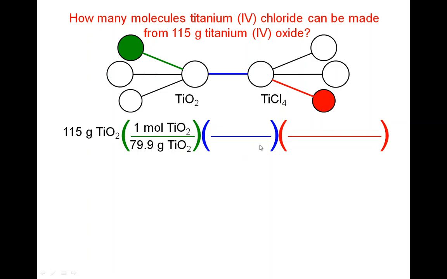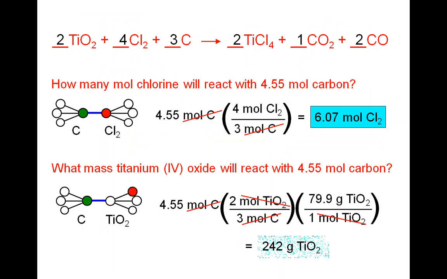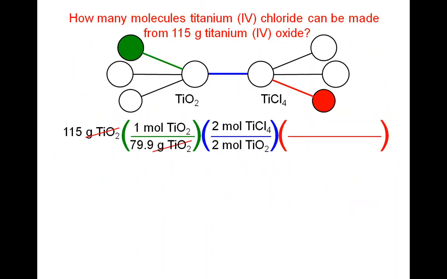When we switch it up and go moles to moles, you're going to use your balanced chemical equation, which is on the previous page. Titanium oxide to titanium chloride, look at what the ratio is, 2 to 2. Bam. Now, we're going to do something interesting with math here, and you could probably guess in just a second.